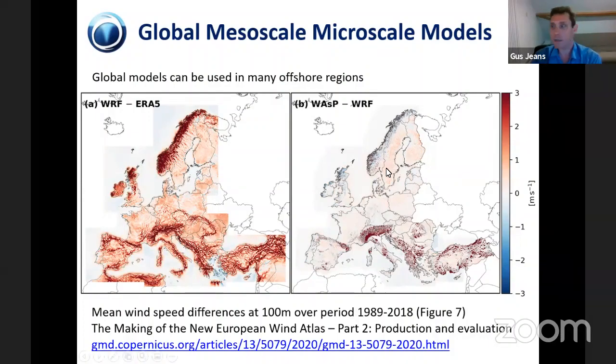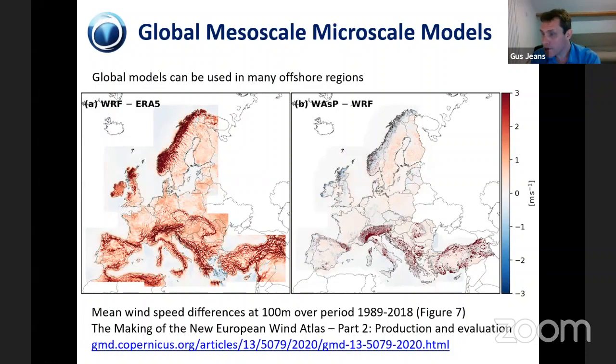These plots here on the left show a comparison of long-term mean wind from the New European Wind Atlas publication, the full details of which are below the plot, between this ERA5 global wind model and a very extensive downscaling that was undertaken for this study of the region using WRF, almost the industry standard downscaling to mesoscale.